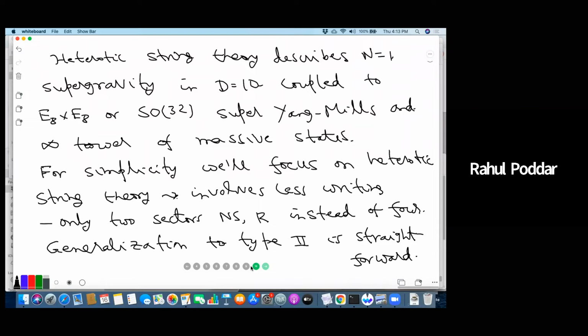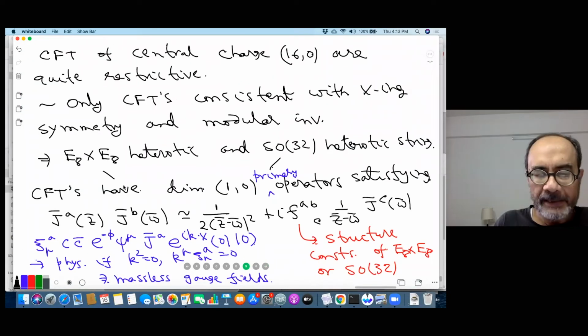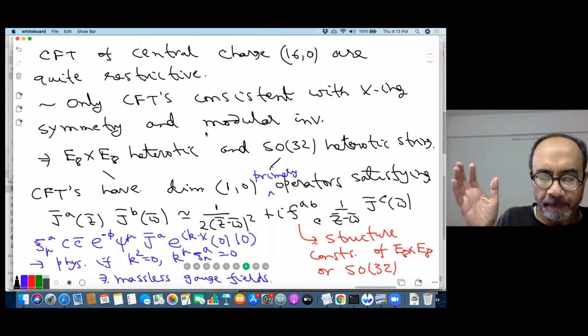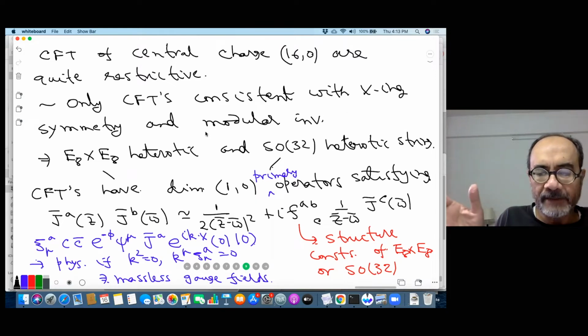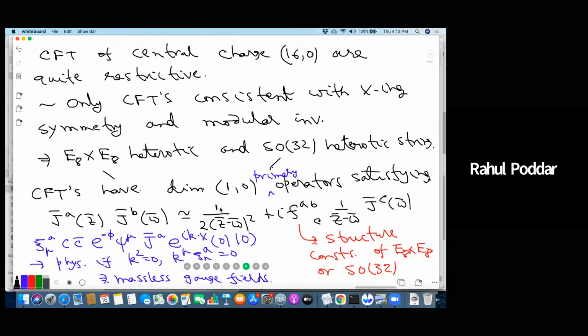I have a question. Yes, go ahead, please. Why are the currents primaries? Is it the same reason why the stress tensor is a primary? No, it just so happens that in these CFTs, you find that the CFTs are fixed, right? Because as I said, the requirement of crossing symmetry and modular invariance fixes the CFTs. Okay. And you find that in that CFT, you do have dimension 1, 0 primaries with this property. I see. Okay. Is that clear?